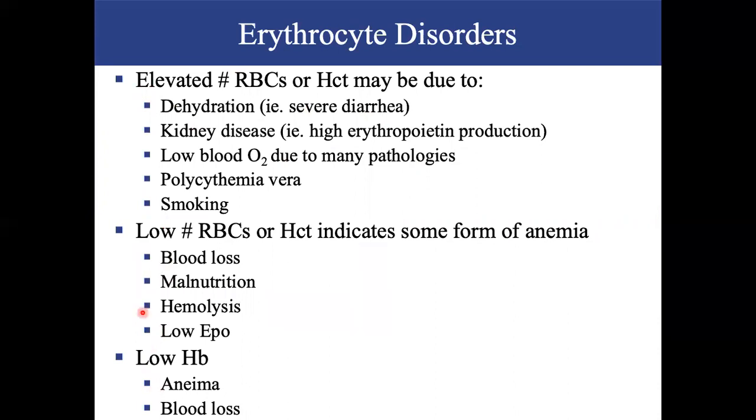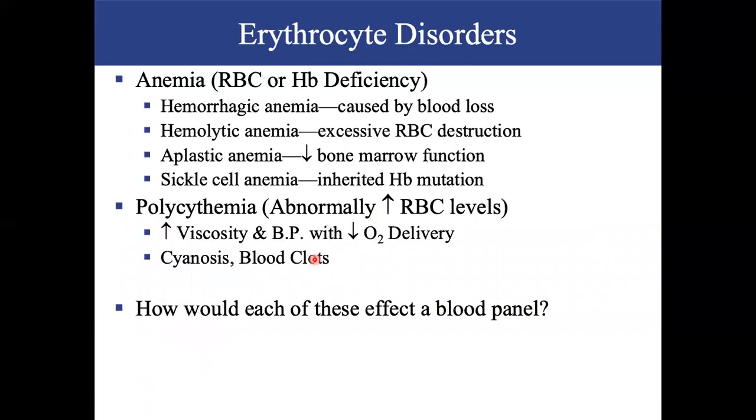You don't have to know all of these. I just generally want you to know anemias and how to think through some of this stuff, right? So hemorrhagic anemia example would be caused by blood loss, right? Hemolytic anemia, excessive red blood cell destruction. Aplastic anemia, you can't make enough red blood cells because your bone marrow has been damaged. Let's say you're going through chemotherapy treatment, it's going to destroy those cells. Sickle cell anemia, it's an inherited hemoglobin mutation. We talked about this earlier. That's a form of anemia.